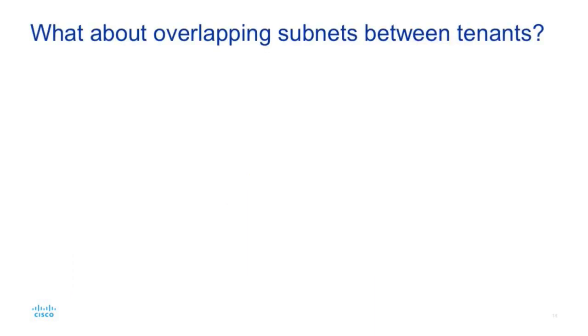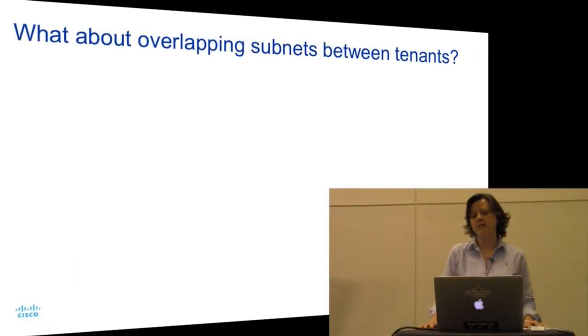So once you get into a topology like this with a centralized DHCP and DNS server, the first problem you're going to hit is that there's going to be overlapping subnets between tenants. Tenant networks are meant to be isolated in OpenStack, and this provides a problem. So how are we going to address it?